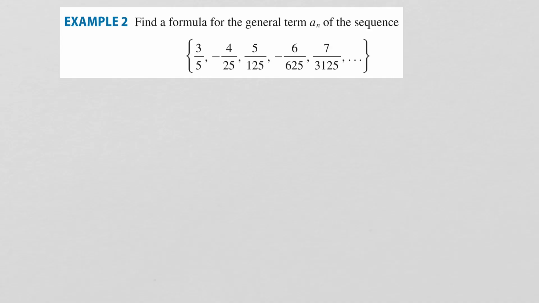In our next example, we wish to go backwards. If given a list of numbers, can we find a formula for the general term an of the sequence? And so to do this, you have to try to see patterns. So let's identify some patterns. The denominator is fairly simple. 5 is 5 to the first power. 25 is 5 to the second power. 125 is 5 to the third power. 625 is 5 to the fourth power. And yes, 3,125 is 5 to the fifth power.